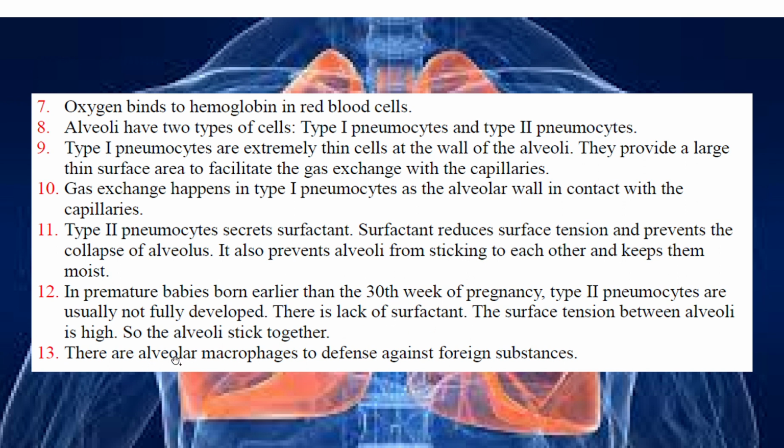And also the alveolus is a place that is in contact with the surroundings, right? The outside air, so they also have some microfibers there to defend against foreign substances.